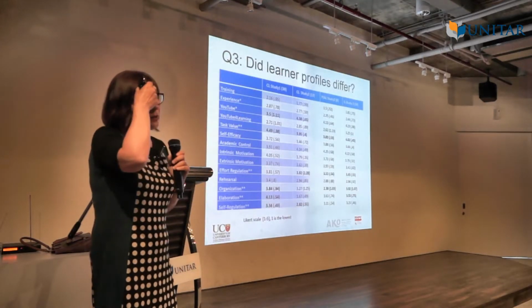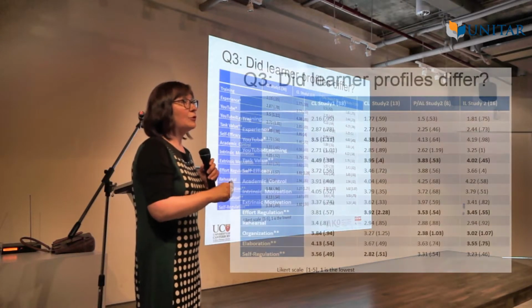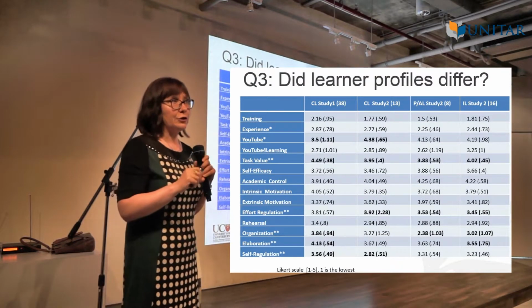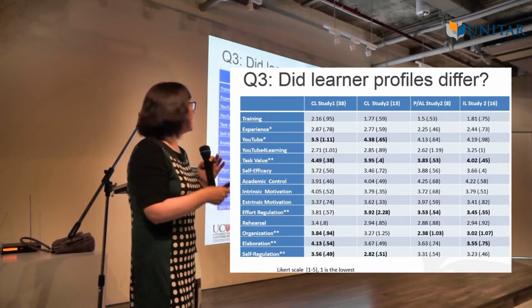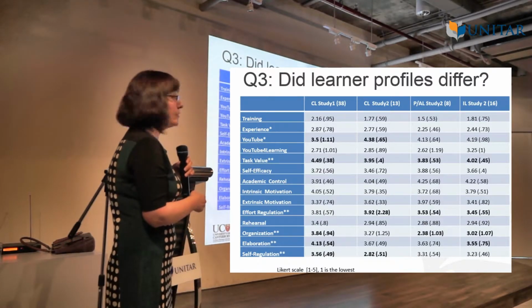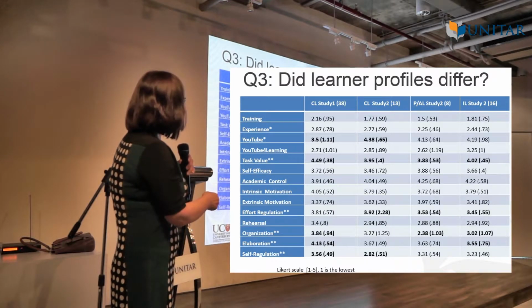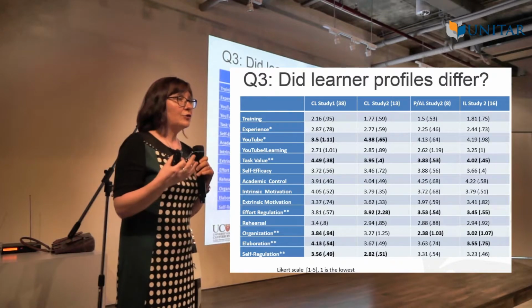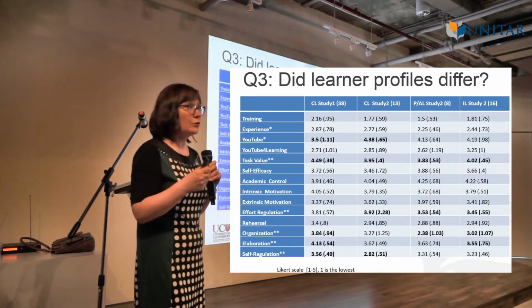So when I mentioned the learner profile, I'm not going to go over all these numbers, there are lots of them, but this is basically what we get from this motivating strategies for learning questionnaire. As I said, there are 46 questions, and we summarize them into 10 different dimensions, which are mentioned here. The top few rows are basically their replies to demographic questions and other questions related to how they use YouTube.